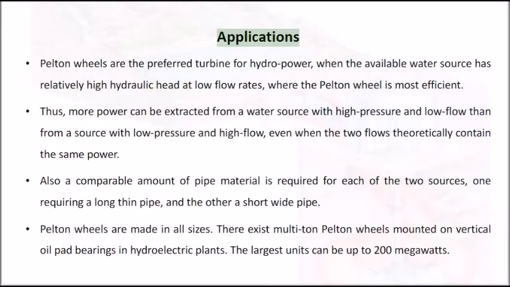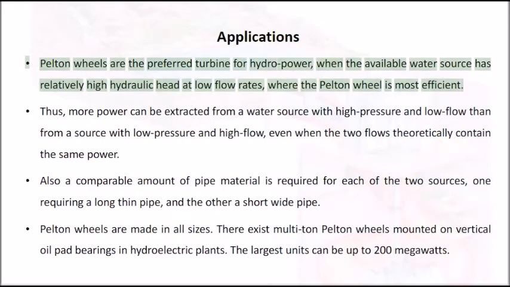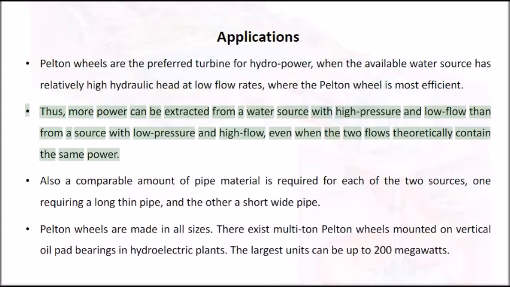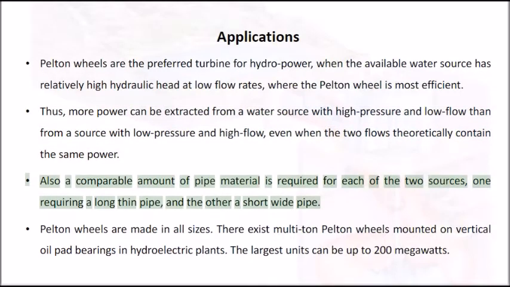Applications. Pelton wheels are the preferred turbine for hydropower when the available water source has relatively high hydraulic head at low flow rates, where the Pelton wheel is most efficient. Thus, more power can be extracted from a water source with high pressure and low flow than from a source with low pressure and high flow, even when the two flows theoretically contain the same power. Also, a comparable amount of pipe material is required for each of the two sources, one requiring a long thin pipe, and the other a short wide pipe.